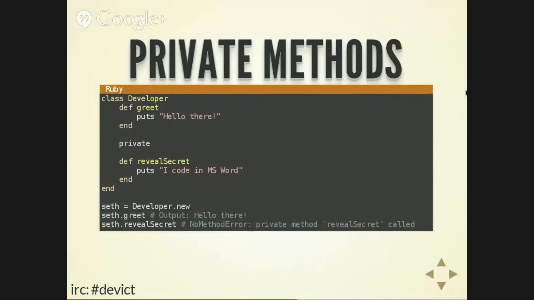I have some functions, and as I'm making functions, they are public, and then I call private. This is not a keyword. This is a function. And when I call it, it's being invoked, and it tells Ruby that from here on, everything else I tell you is private. So I could have 100 methods under this private, and they would all be private methods. So here in the global scope, when I say Seth developer new, Seth greet, hello there. When I ask Seth to reveal his dirty secret, it's no, that's a private method.